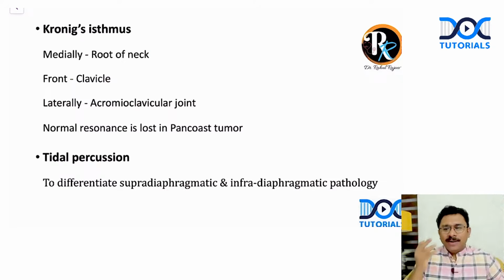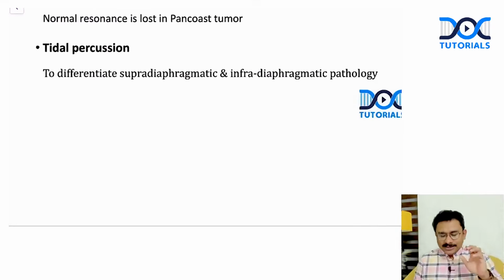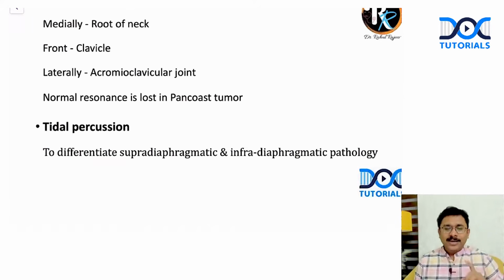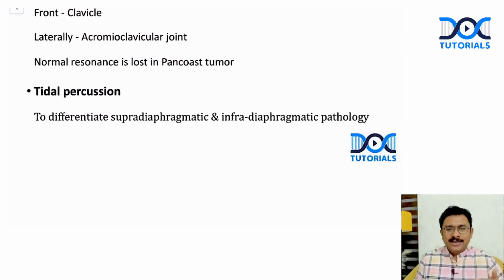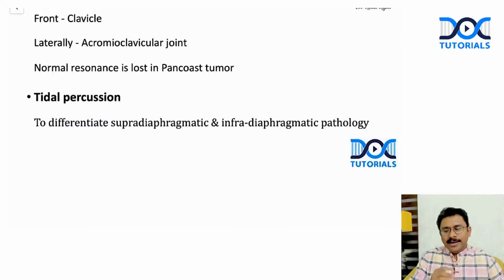So when you have got a mass lesion in the apex of the lung like a Pancoast tumor, the normal resonance will be lost. That is the clinical significance. Next is regarding the tidal percussion. This is again important. So I am not going into too much detail regarding that. It is again an examination finding.